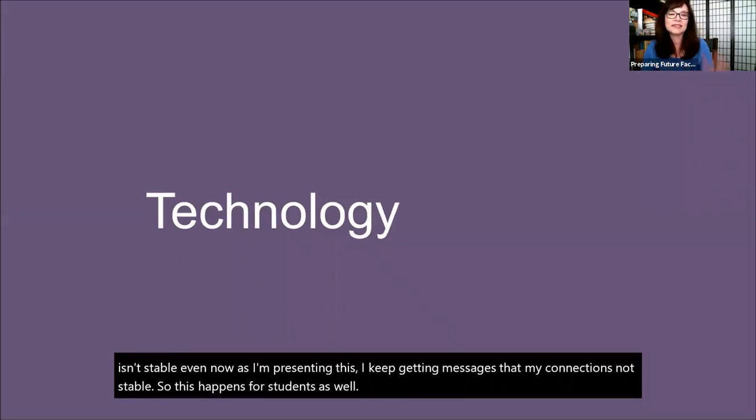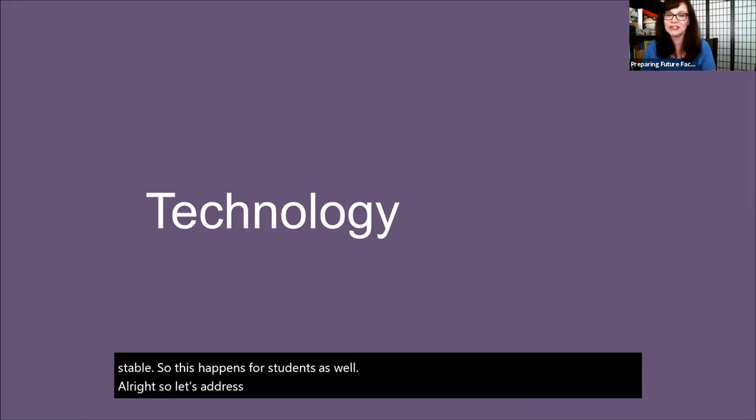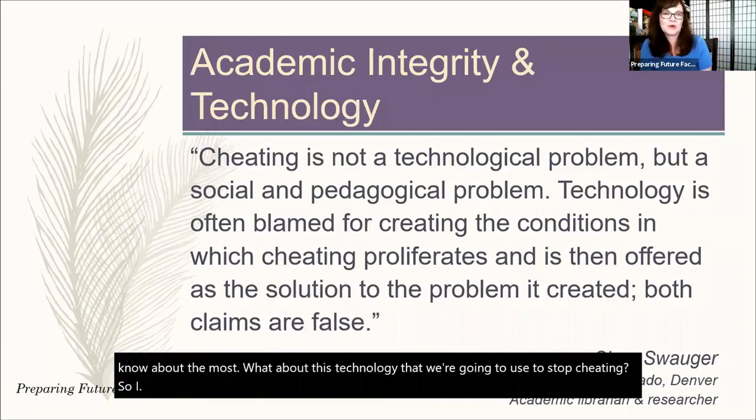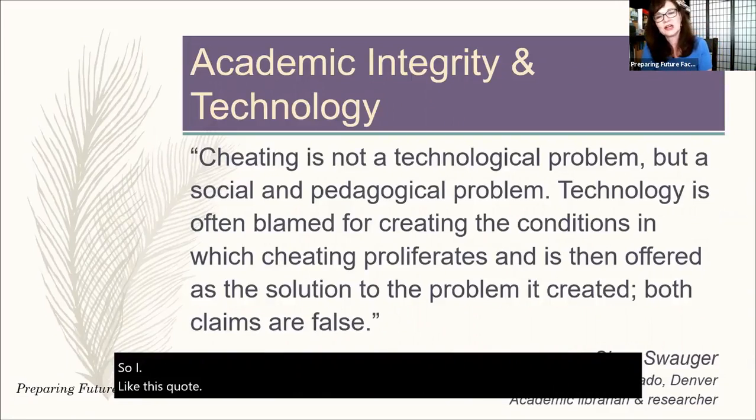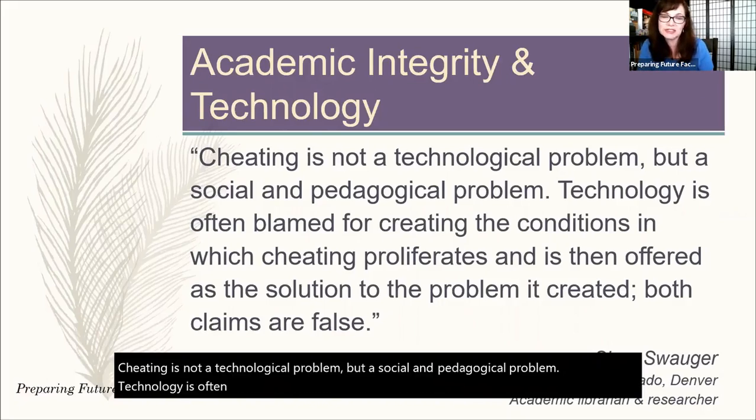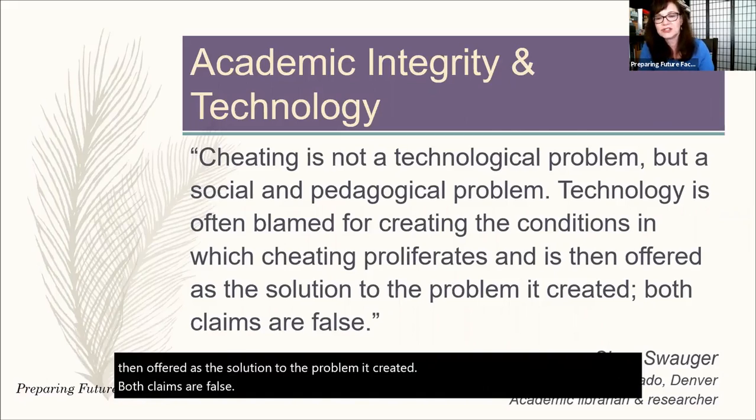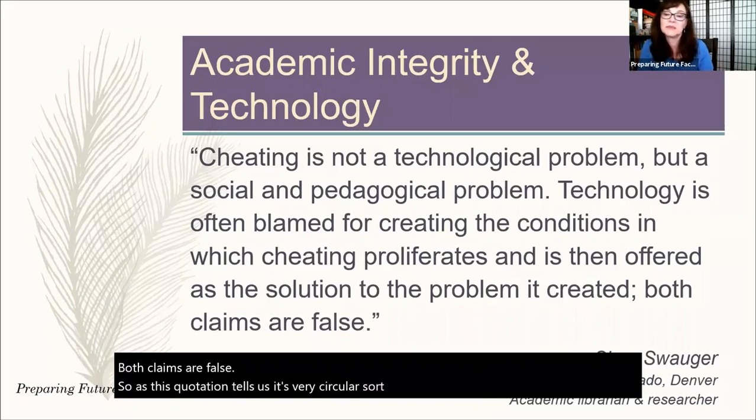All right, so let's address the big question about technology, or the thing that people want to know about the most. What about this technology that we're going to use to stop cheating? So I like this quote: "Cheating is not a technological problem, but a social and pedagogical problem. Technology is often blamed for creating the conditions in which cheating proliferates and is then offered as the solution to the problem it created. Both claims are false." So as this quotation tells us, it's a very circular sort of way of dealing with academic integrity.